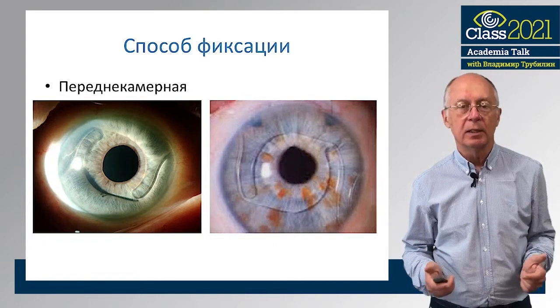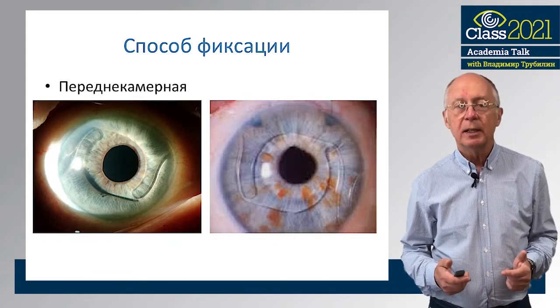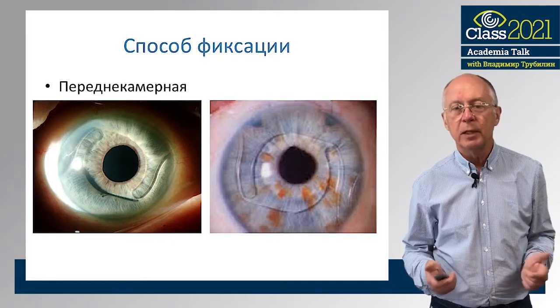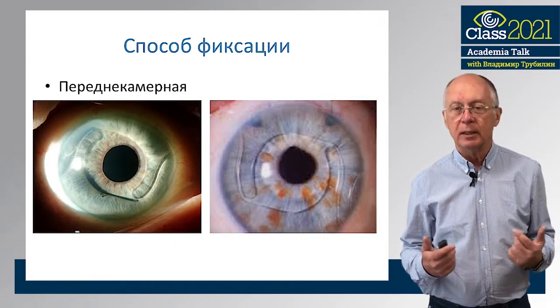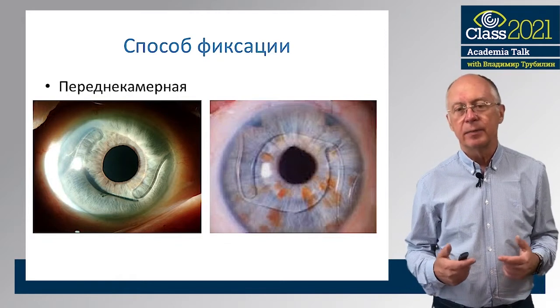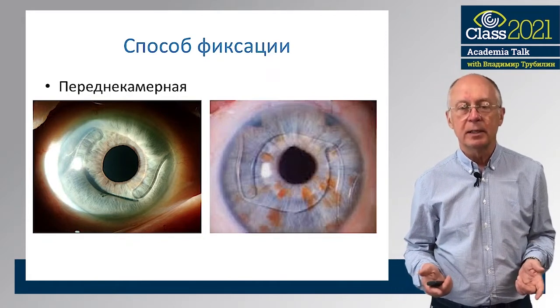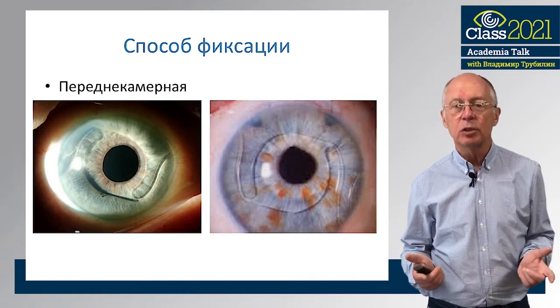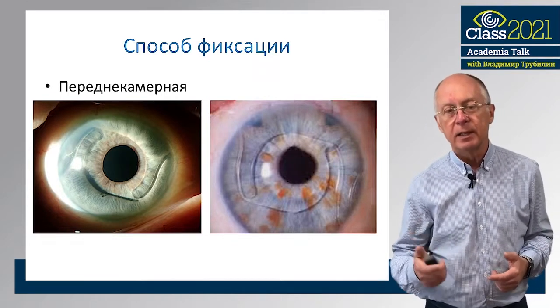I also often use anterior chamber lenses, especially in cases with complications such as vitreous body prolapse, integrity violation of the posterior capsule, and when it was difficult to fix the IOL in the posterior chamber.